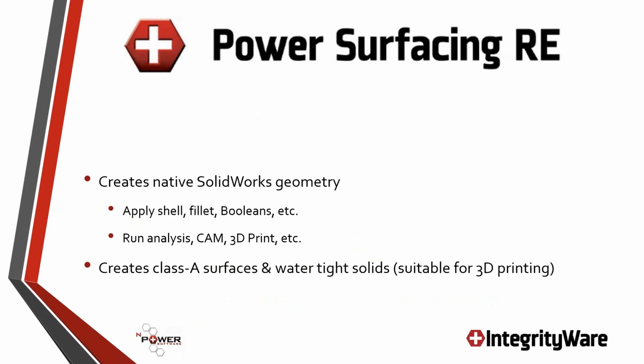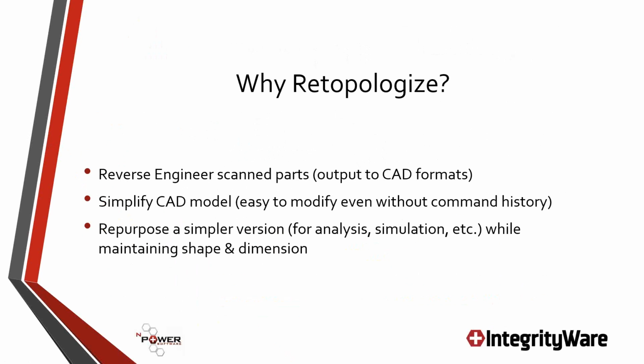And because it creates Class A surfaces automatically, you get a very nice smooth surface, and it creates watertight solids which are very suitable for 3D printing and avoid some of the problems with that type of medium. What are some of the workflows that people are using Power Surfacing RE for? Probably the most common is to reverse engineer scan parts and then take those parts and output them to other CAD systems, or just use them within the SolidWorks environment.